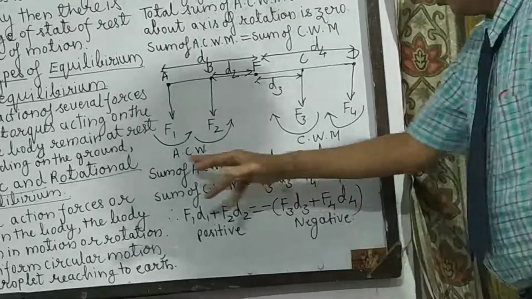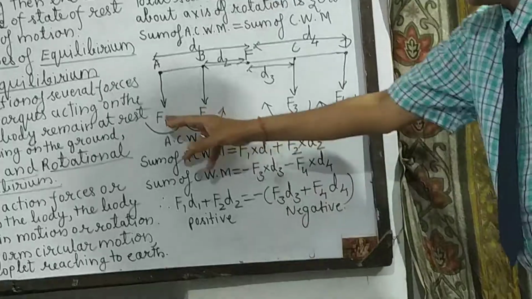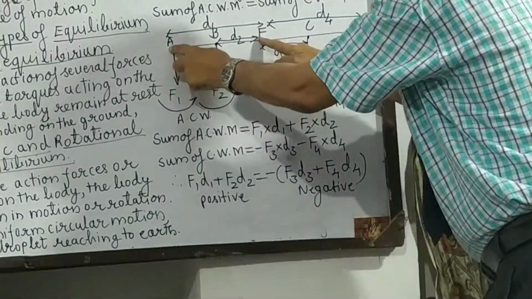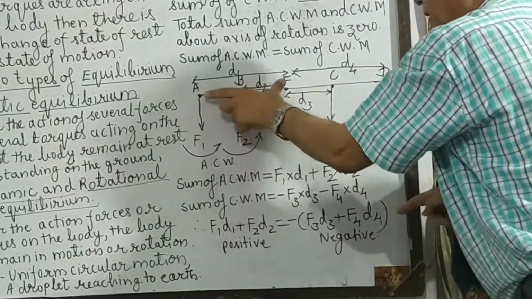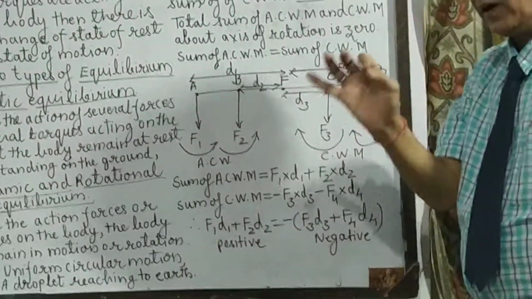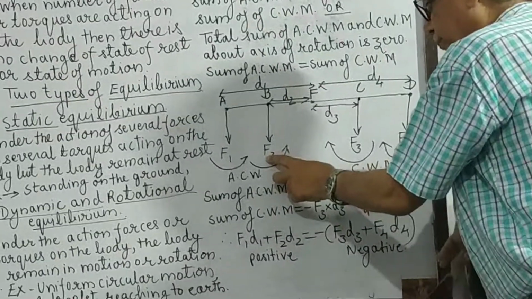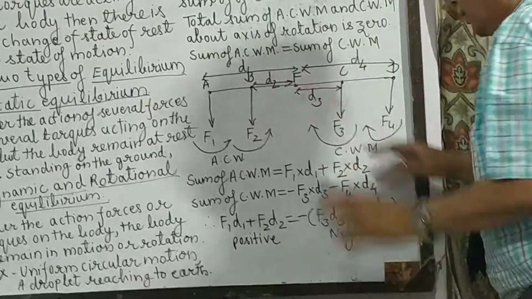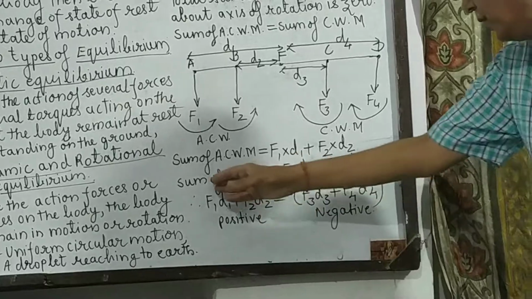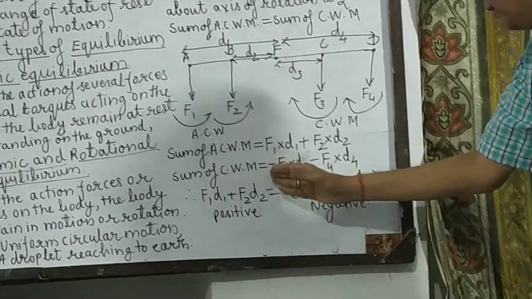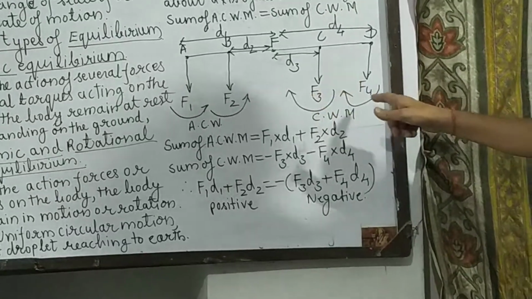So the sum of anti-clockwise moments is F1 into D1, because the moment arm of F1 is A to F, D1. I have told you the moment arm is measured from the fulcrum, F1 into D1. And for this plus F2 into D2, because for F2 the moment arm is BF, D2. Similarly, F3 and F4 are producing clockwise movement, but they are negative.